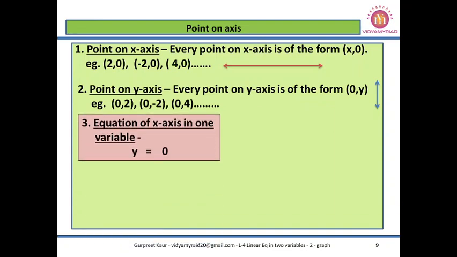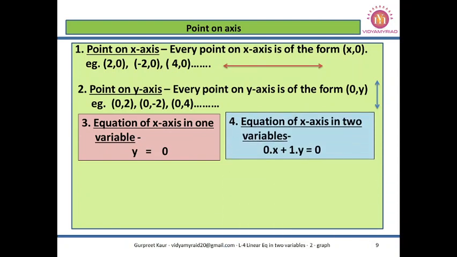Now, when you have the situation that the x-axis has to be written in one variable, it means y = 0. And if I want to represent the x-axis in two variables, y = 0 means if you look into the first equation, there x is not there. When x is not there, in the two variables I have multiplied x with 0 to represent it in two variable form. So it will become 0 into x plus 1 into y equals 0.